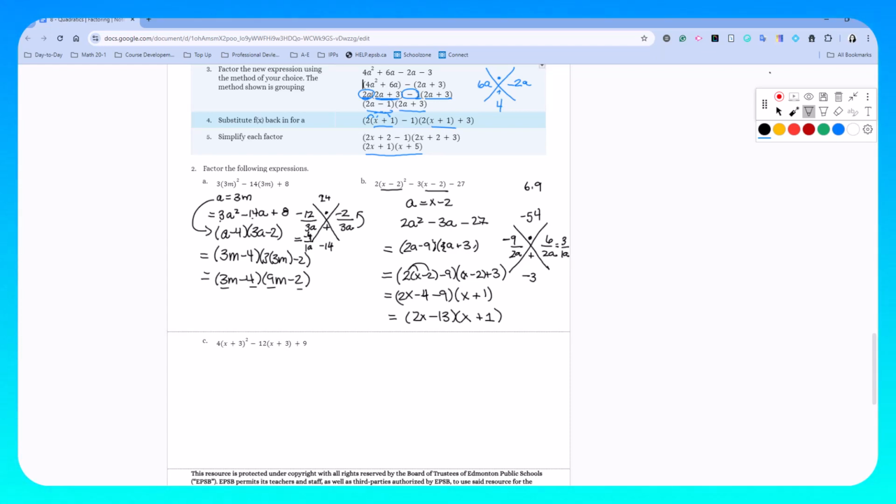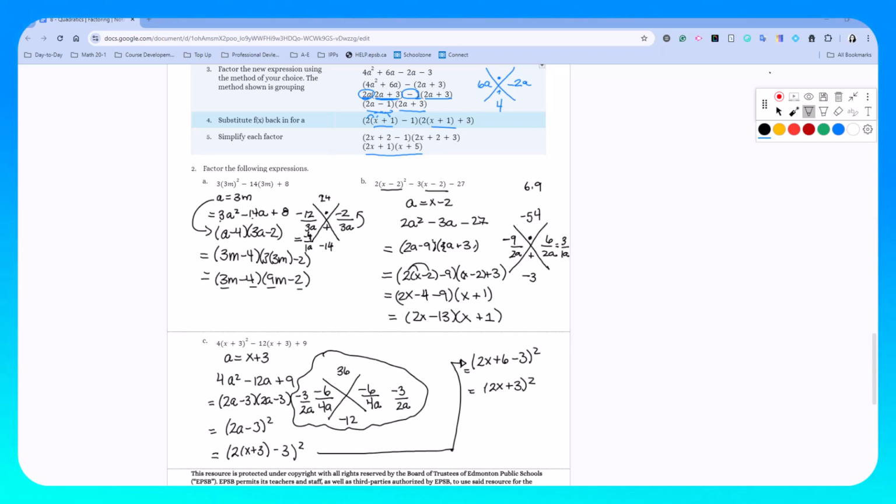Now for the last one, why don't you take a moment, try to see how you do, and come back and see if you got it right. Now, how did you do? Well, if you used the x method, you would have come up with 2a minus 3 and 2a minus 3. So look at that. We got a perfect square trinomial going on here. And then we have 2a minus 3 squared. Substitute the x plus 3 in. Distribute the 2 to get 2x plus 6. Simplify the 6 and the negative 3. Then we get 2x plus 3 squared.